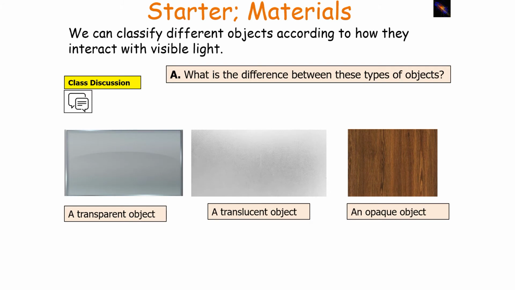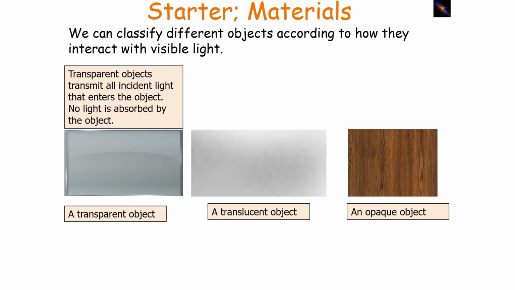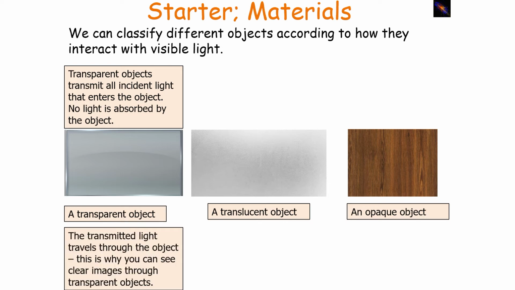So you've got transparent objects, translucent objects and opaque objects. Transparent objects transmit all incident light that enters the object. No light is absorbed by the object. For example, glass in a normal window. The transmitted light travels through the object, which is why you can see clear images through transparent objects.